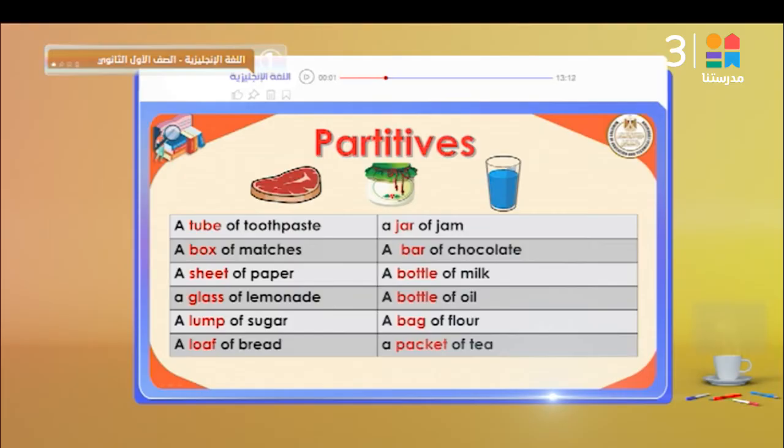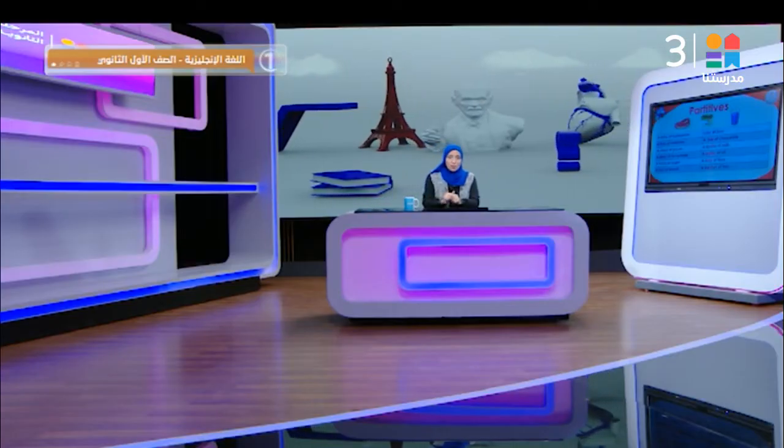So here we can make them singular by adding a jar of jam. For example, we can say, I want some jam, but we can say, I want a jar of jam. We can say a toothpaste, but we can say a tube of toothpaste. We can't say an oil, but we can say a bottle of oil. Okay? So these are the partitives which we use with uncountable nouns.